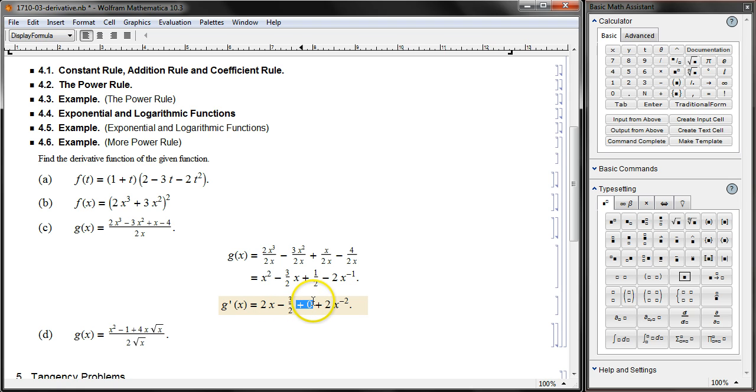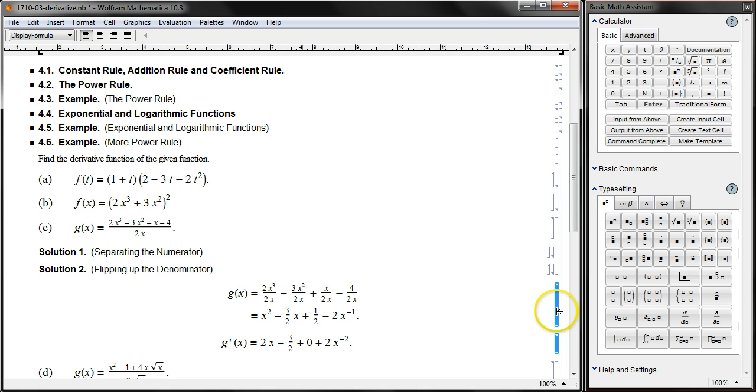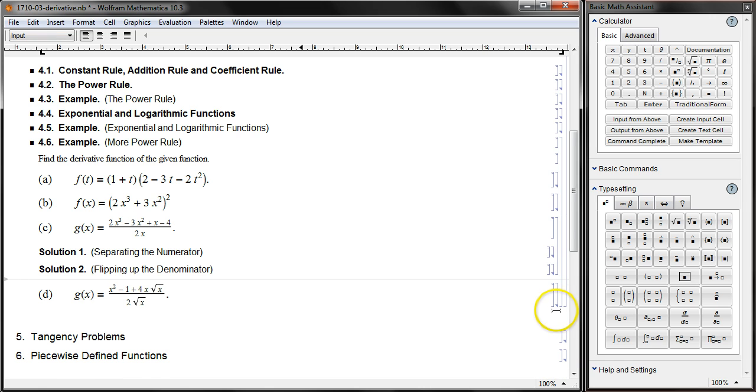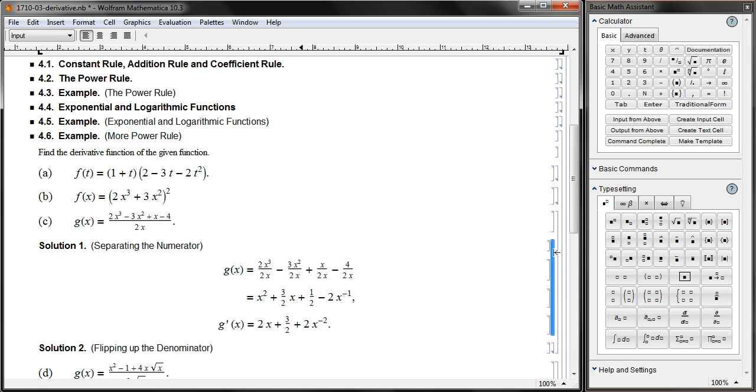If you remove this plus 0, that's fine. Well, I decided to keep everything just for justification, but if you remove it, simplify, that's okay. That is my suggestion. And that's basically this method.